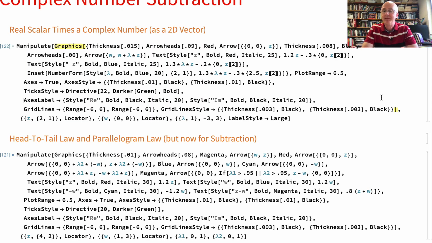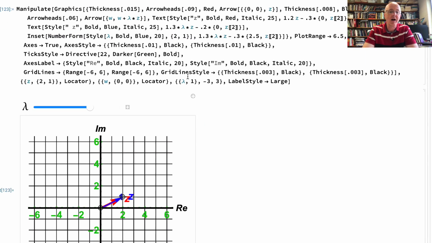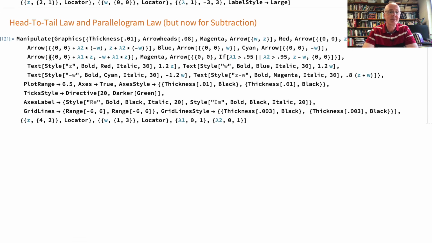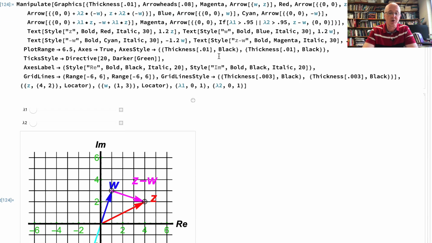And we end with a Mathematica demonstration of complex number subtraction. That's actually this second bit of code here. I do want to emphasize something I forgot to emphasize in video number 4 with this Mathematica code that allowed us to multiply a complex number by any scalar and interpret it visually. Because of the locator command here, we can also pick our points and move them around so that we see that we can do this for any complex number in the plane. All right, getting back to complex number subtraction, this bit of Mathematica code illustrates both the head-to-tail law and the parallelogram law, but now for subtraction in both ways like I just showed you.